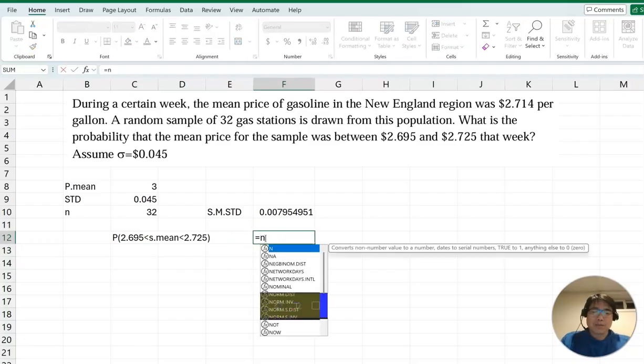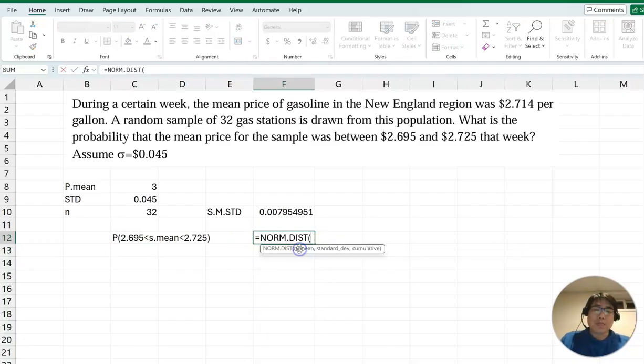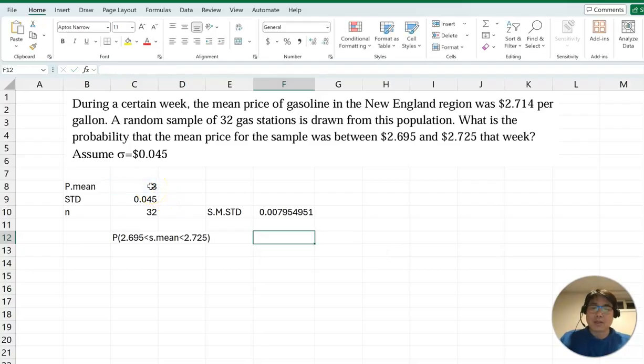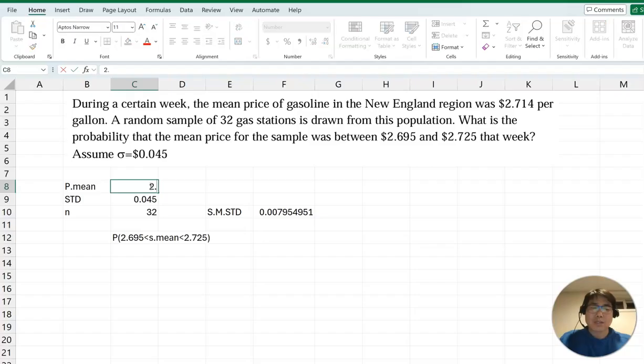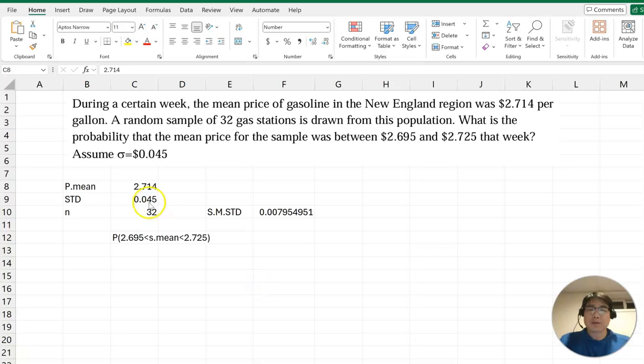So equal to normal distribution, and the bigger sampling mean is 2.725, comma, and then the population mean. Why did it switch to 3? Sorry, I'm going to switch it to 2.714 again. Okay, so I just adjusted this value here.